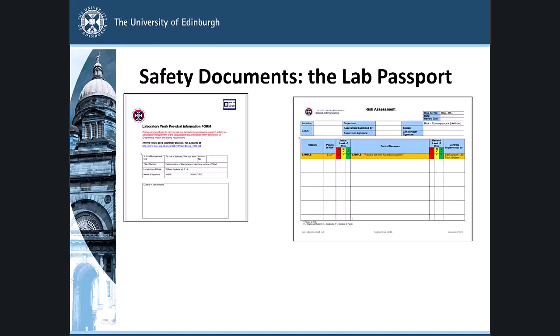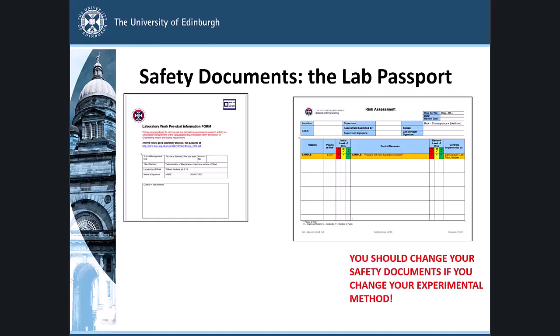The risk assessment outlines the key hazards, that is, anything that has the potential to cause harm, associated with a process or experiment, and what control measures are put in place to minimise the chances of a person coming to harm as a result of those hazards. Risk assessments are living documents. If your experimental method changes, you should update your risk assessment to reflect this change.